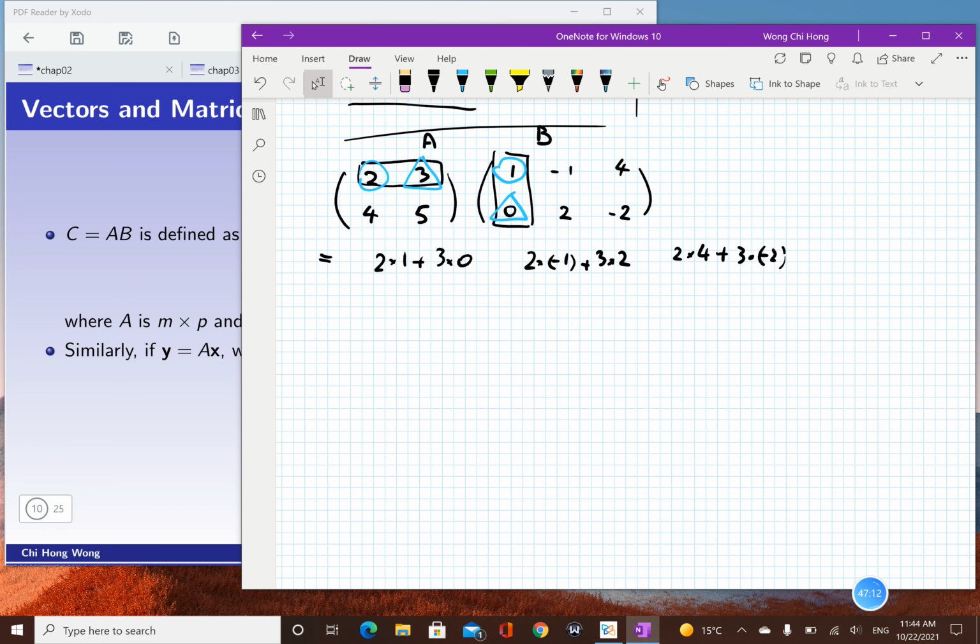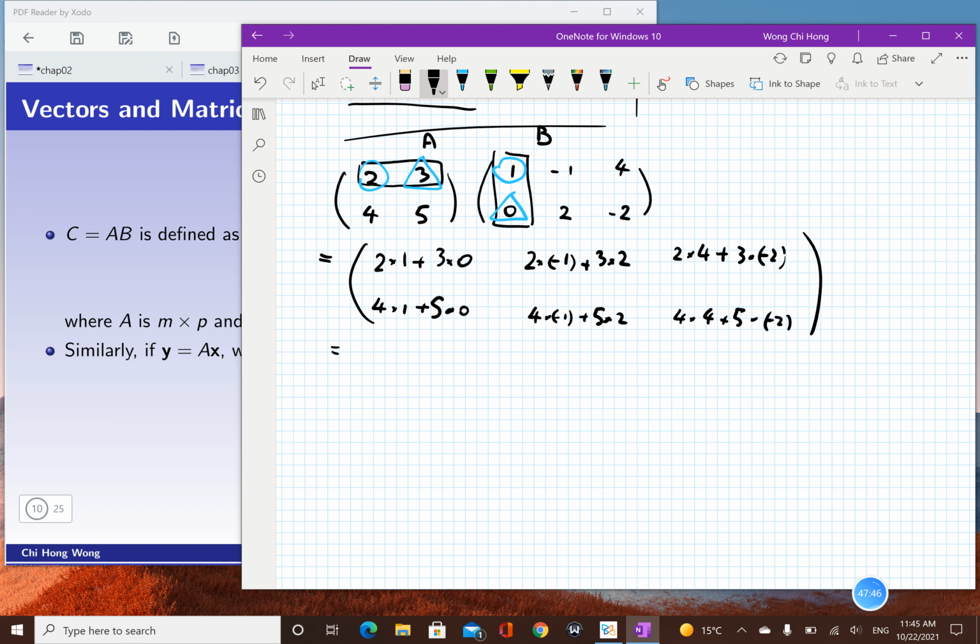Similarly for the second row, we'll do 4 times 1 plus 5 times 0. Just look at the rows and multiply them to each corresponding column. The second row multiplies the first column, second column, and the third column. 4 times minus 1 plus 5 times 2. And 4 times 4 plus 5 times minus 2. And then you will obtain your product.